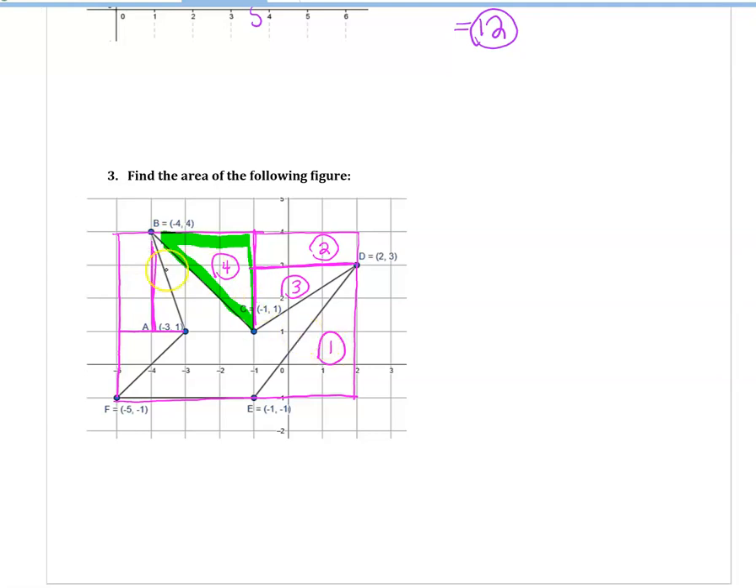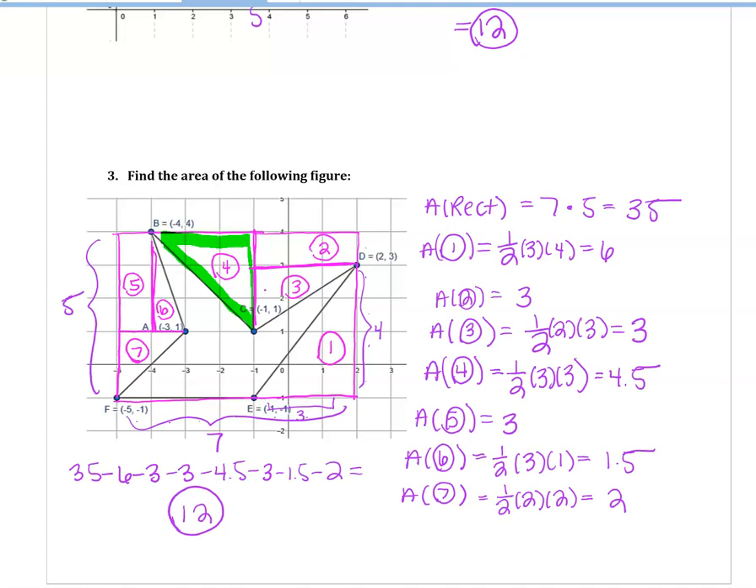So I've got 1, 2, 3, 4, let's call this 5, 6, and 7. Okay, so I'll give you a head start, see if you can figure that out. Go ahead and hit pause on your video. And there you have it. You should have gotten 12. I promise that's just a coincidence that it's the same area as the one above it.